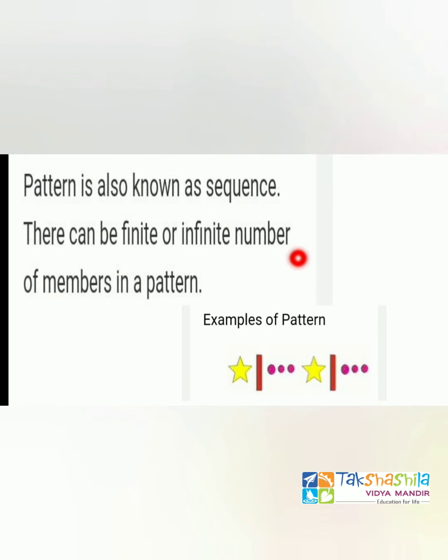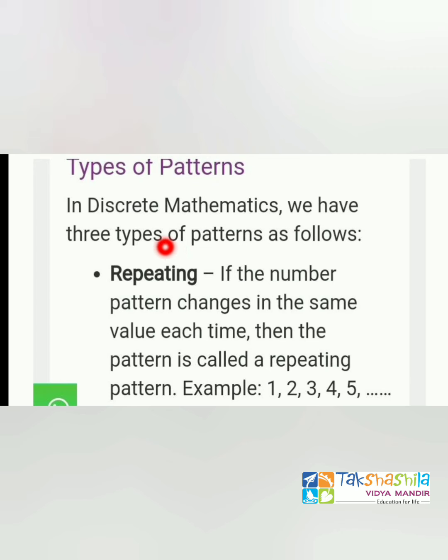It means a proper order. It can be finite or infinite number of patterns. So see the example. First one is star, then bar, then 3 dots, then star, then bar, 3 dots. So we can continue this pattern. Okay, now just see the types of patterns. In mathematics, we have 3 types of pattern.